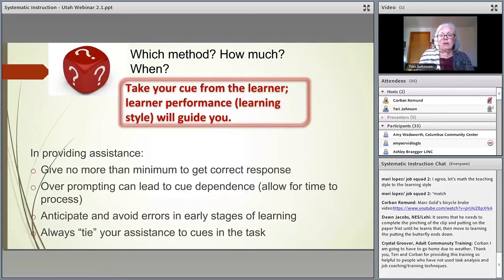Their learning style will guide you in what you should be using, when you should be using it, how much you should be using, when you should be fading. You're always taking your information from the learner's performance. When you're providing that assistance, never any more than the minimum to get a correct response.